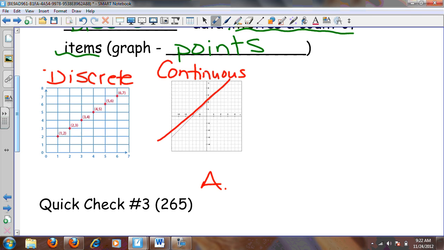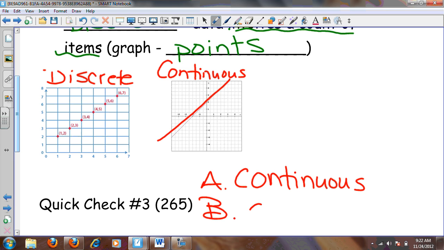What did you come up with for A? Continuous. Correct. What did you come up with for B? Discrete.